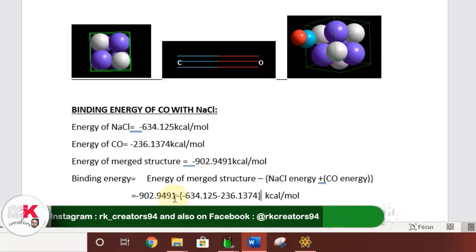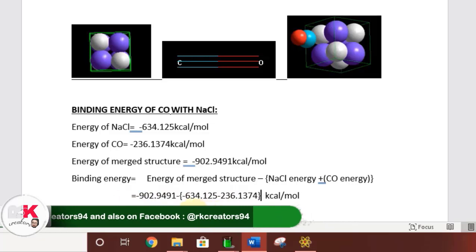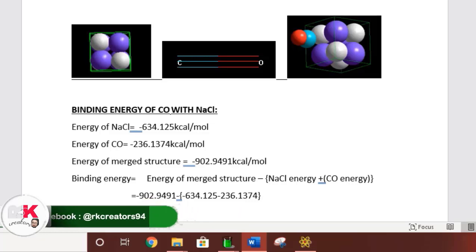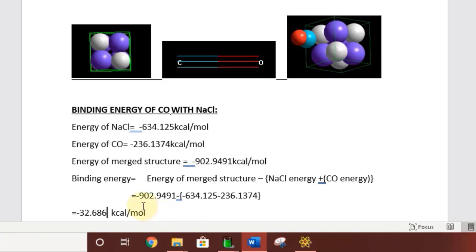And after solving all of this, you have an answer of negative 32.6886. Now note down the binding energy of carbon monoxide on NaCl.